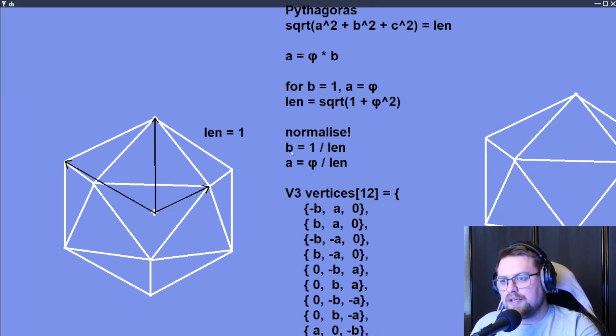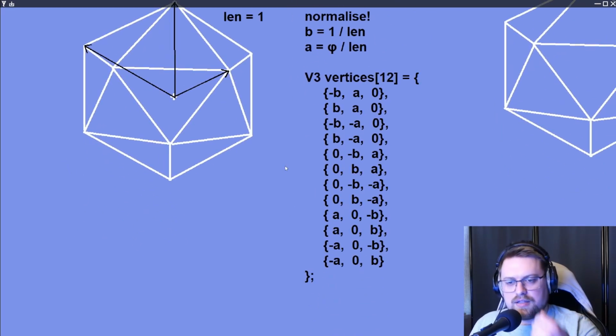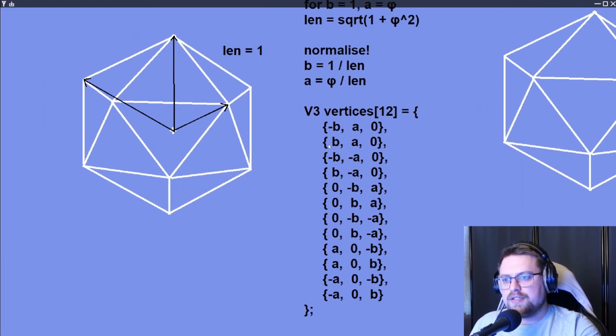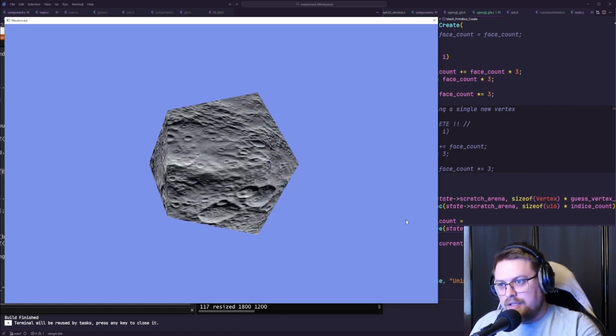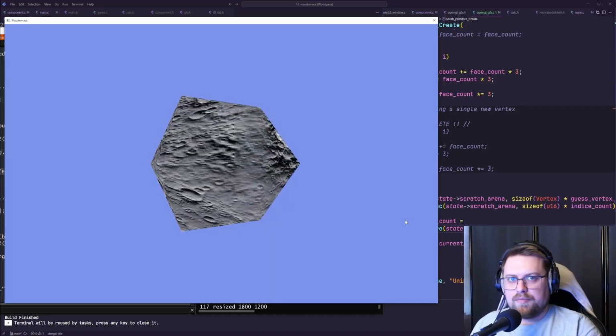So we take b, which was 1, and we divide it by the length. And then same thing for a, which was phi, divided by the length. And then all of our vertices in the icosahedron are just all of the permutations of 0, b, and a. So that gives us the icosahedron right here. And as you might be able to tell, it's all regular triangles equidistant from the center.